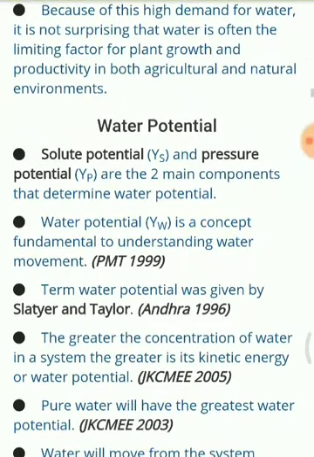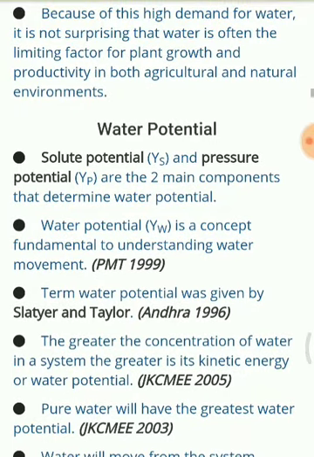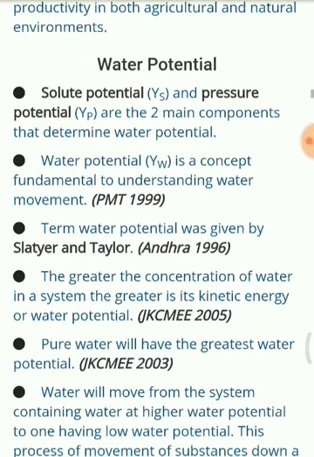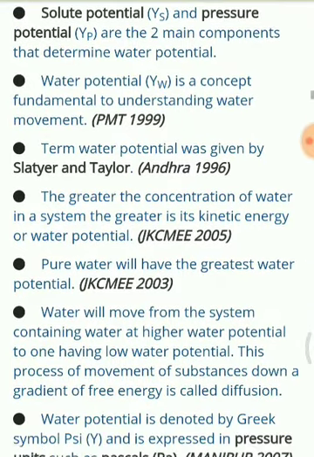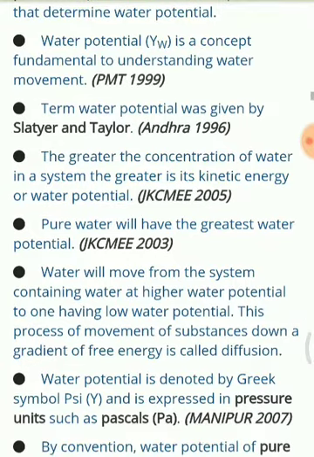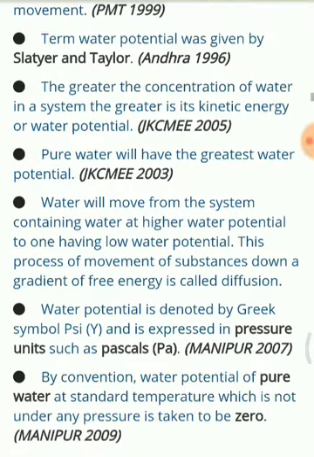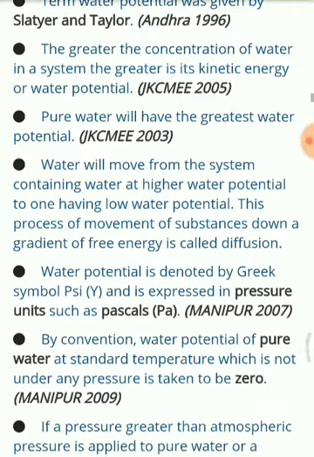Solute potential Ψs and pressure potential Ψp are the two main components that determine the water potential. Water potential is a concept fundamental to understanding water movements. The term water potential was given by Slatyer and Taylor. The greater the concentration of water in a system, the greater is its kinetic energy, or water potential. Pure water will always have the greatest water potential. Water will move from a system containing water at higher water potential to one having lower water potential. This process of movement of substances down a gradient of free energy is called diffusion.